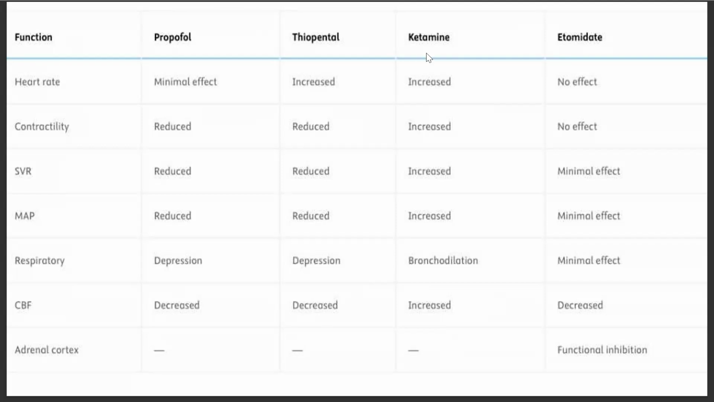And ketamine: increased heart rate, increased contractility, and increased systemic vascular resistance because it is sympathomimetic. Mean arterial pressure increases, with respiratory bronchodilation, so that's why it's good when given to asthmatics, and cerebral blood flow is also increased. Etomidate has no effect on any of these, but it decreases cerebral blood flow and causes functional inhibition of the adrenal cortex. It reduces steroid synthesis.